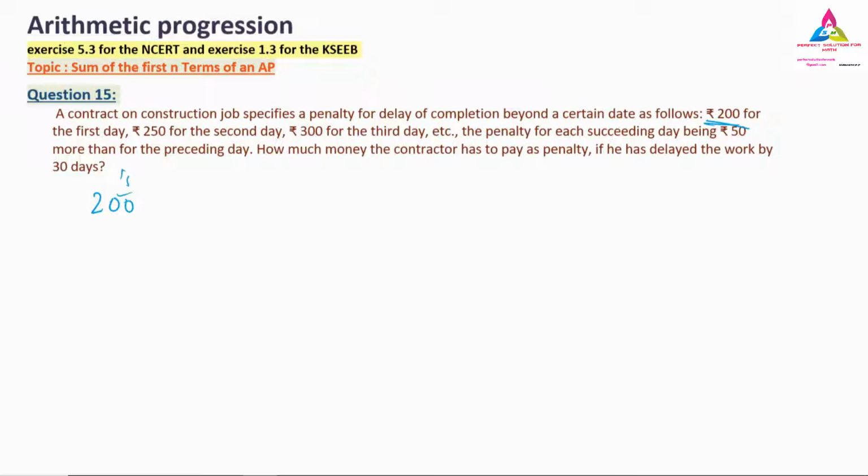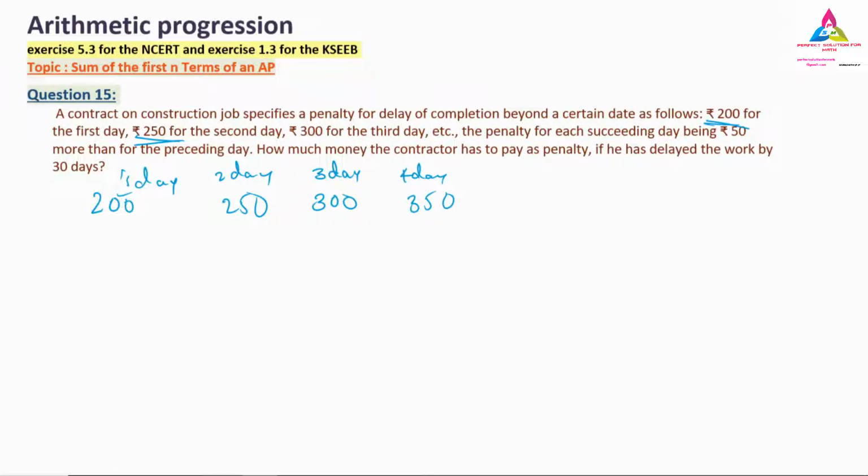So I will take the first day. The second day the penalty will not be the same. Again it is changed. It is increased to 250. Remember they have given 250 for the second day. Then for the third day it is 300. So every day you can see there is an increase of penalty. If you think of the fourth day, how much will it be?